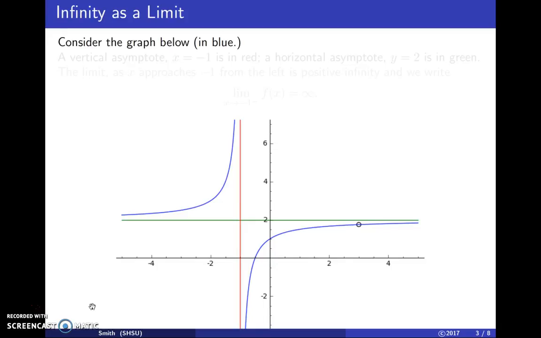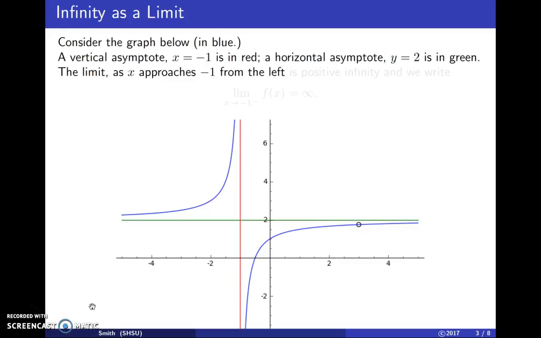We've graphed here in blue a particular function, and then drawn in red is a vertical asymptote, x equals minus 1, and in green is drawn a horizontal asymptote, y equals 2. The limit as x approaches minus 1 from the left, let's look at x values creeping up on minus 1, approaching that red asymptote. As the x values approach minus 1, the blue curve shoots up to infinity. So the limit as x approaches minus 1 from the left is positive infinity.